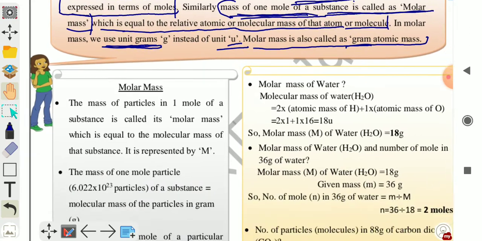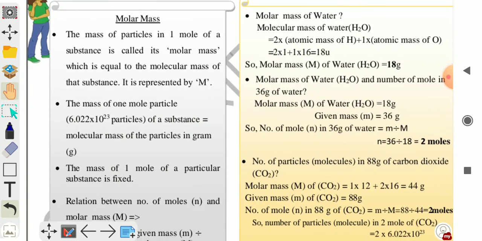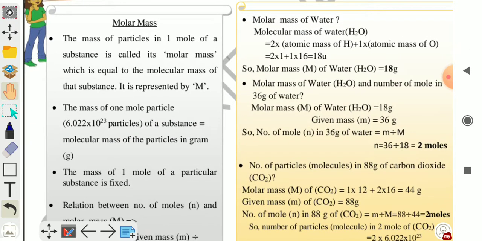Now we will discuss molar mass. What is molar mass? The mass of particles in 1 mole of a substance is called molar mass. So molar mass means the mass of particles in 1 mole. And how many particles were there? Particles were 6.022 × 10^23.